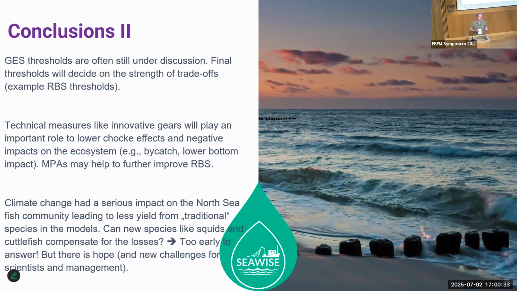The GES thresholds are still often under discussion, and we have seen, like for RBS, we have to be careful. We can kill fisheries, no doubt about that. And therefore, for this, we also need technical measures to improve the situation. We have also seen under climate change that we have looked at the traditional species, but of course we know that there are new fisheries coming, like for squid and cuttlefish, but it is too early to say whether they can really compensate for losses from these traditional species.